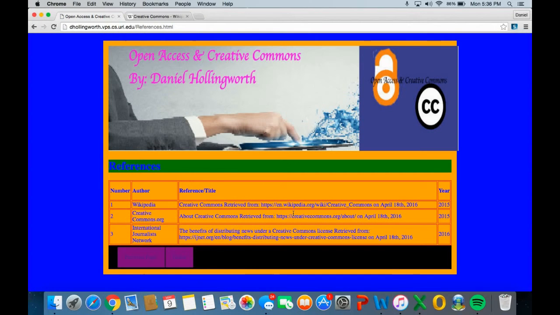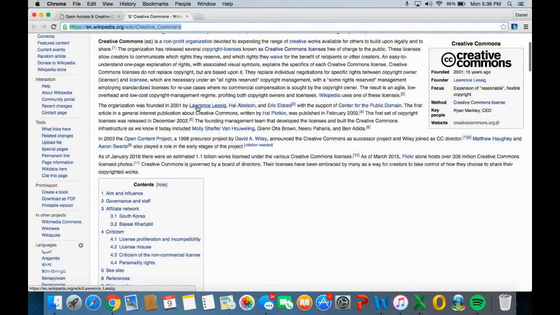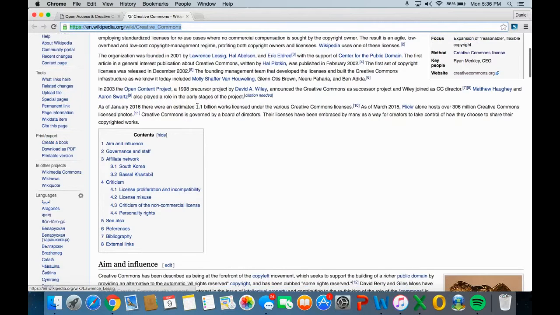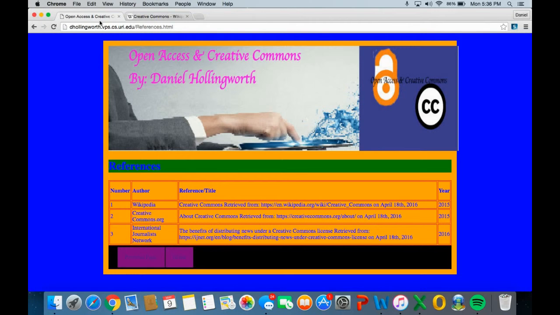This is my reference page where I got all my information. Here you can see Wikipedia, CreativeCommons.org specifically, and an international journalist network where I try to relate back to my major. Here is the Wikipedia page for Creative Commons. I got a lot of my information from Wikipedia. It helped me out a lot. I drew a lot from my website and it really helped me out a lot.